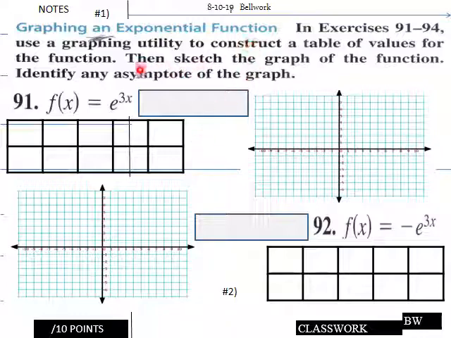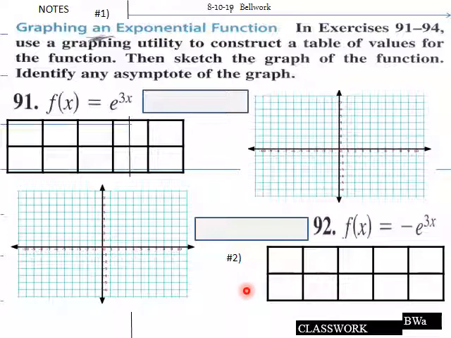Students can use a graphing calculator to construct a table of values for these two functions, then sketch the graph of the function, and then identify any asymptote of the graph. Students, use your graphing calculator for that. Give your students about 6 minutes for that.